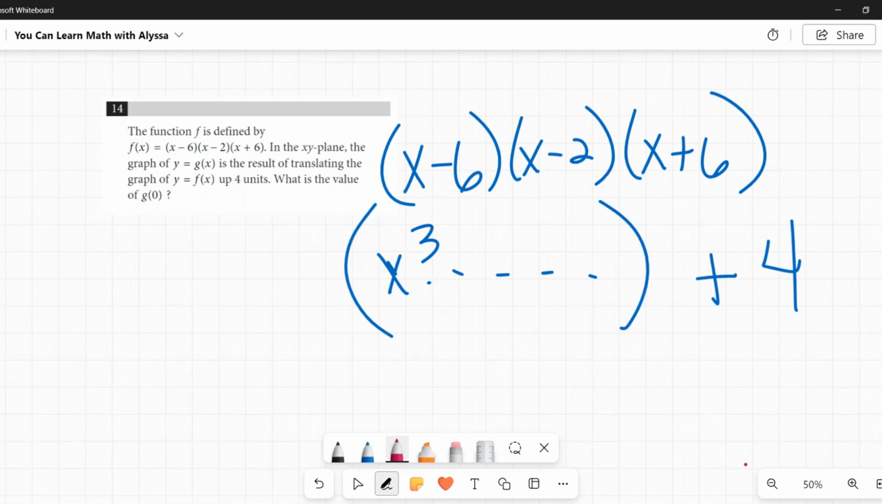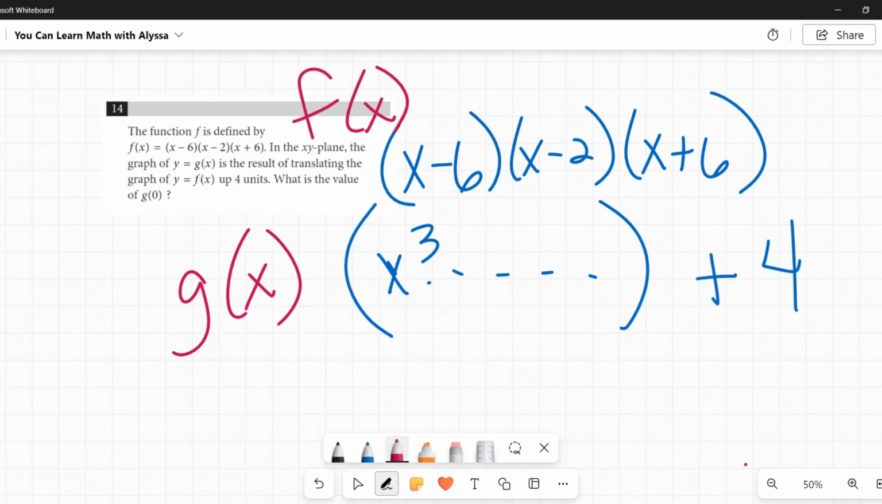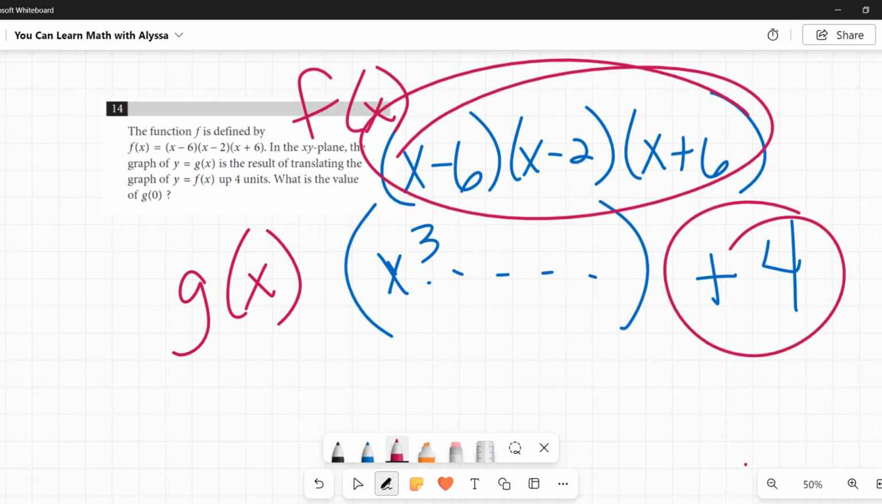So here in the xy plane, the graph of y equals g of x is the result of translating the graph of y equals f of x, which is this, up 4 units. So this down here is my quick representation of g of x, and this up here is f of x. So g of x. What is the value of g of 0? If I plug 0 into this, what am I going to get? And this is, again, all this represents this up here plus 4.